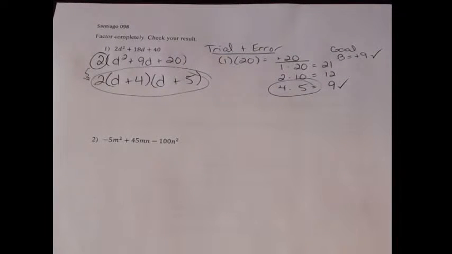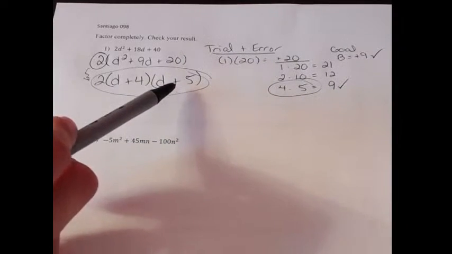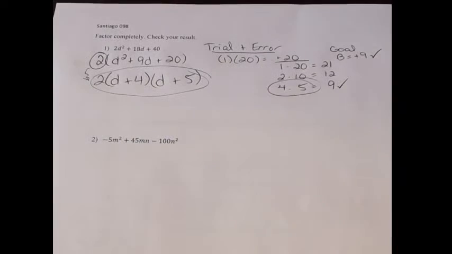Excellent work, Ryan, Patrick, Cindy, Kayla, Dot, Claire. That is fantastic. That is absolutely fantastic. So as always, you should make sure you check your result. You can distribute your two binomials, so d squared, 5d, 4d plus 20, and then combine those and then distribute the 2 to get 2d squared plus 18d plus 40.